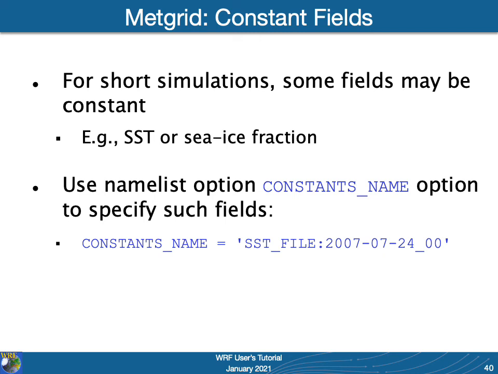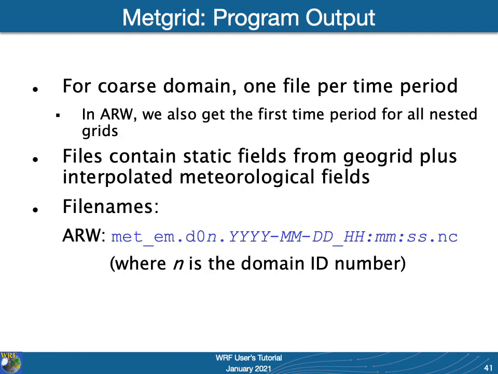In the Metgrid program, the way that one specifies constant fields is with a special namelist option called constants_name. In that case, the entire name of an intermediate file is given, and every field contained in that intermediate file will be held fixed throughout the ARW simulation. After the Metgrid program finishes running, we get one netCDF output file per domain per time period that was processed by the Metgrid program. So all of these netCDF output files contain the static fields that were in the Geogrid output, plus the horizontally interpolated meteorological fields that were processed by the Metgrid program.